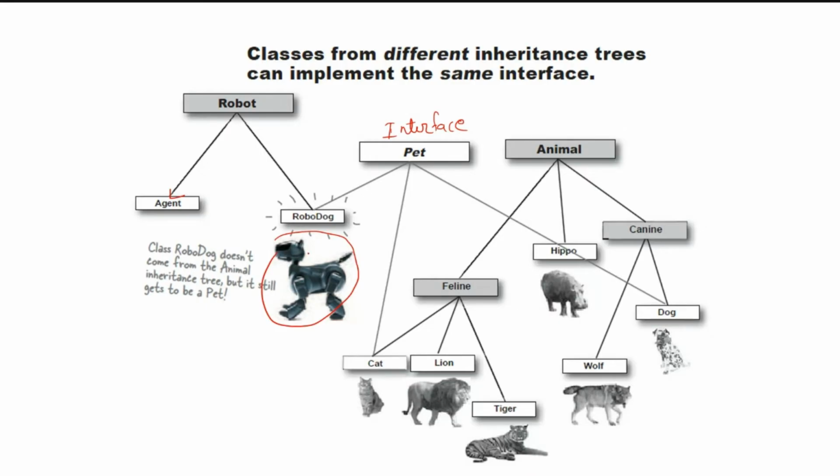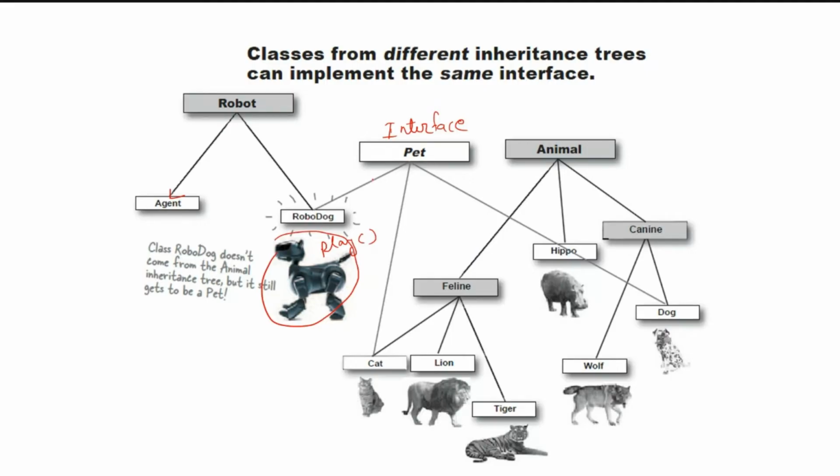The requirement is this robot must be friendly. This is the first requirement. And the second requirement is obviously this robot dog must also play. Yes, so the interfaces have multiple applications. Now it's the responsibility of the robot dog class.